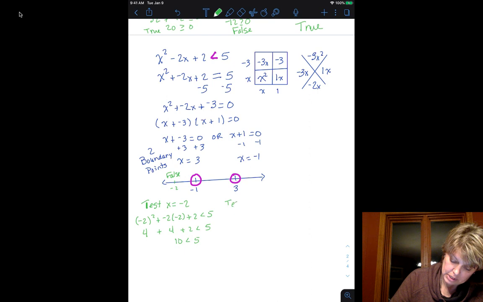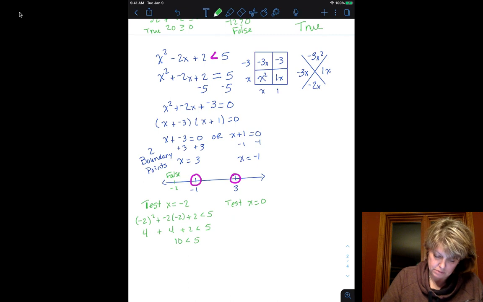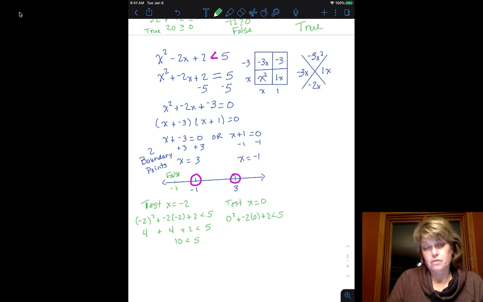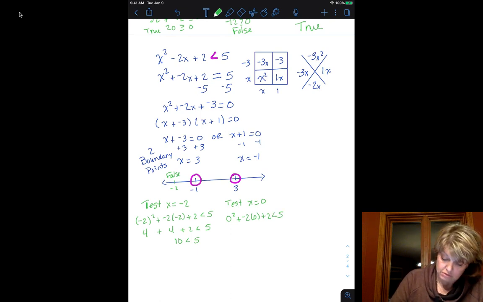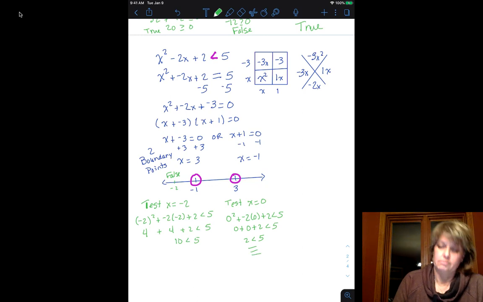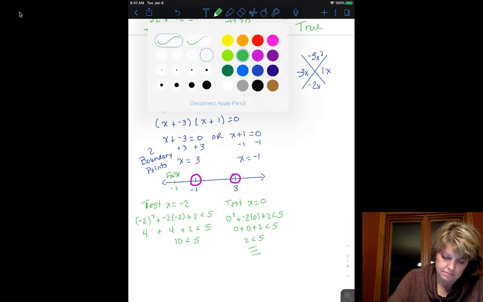So then I'm going to test in the middle, somewhere in between here, -1 and 3. I'm going to test 0. And 0 seems to always make it a little bit easier. 0 squared plus -2 times 0 plus 2, less than 5. And now I solve that one. 0 plus 0 plus 2, less than 5. So that's 2 is less than 5. Is 2 less than 5? You bet. It is less than 5.